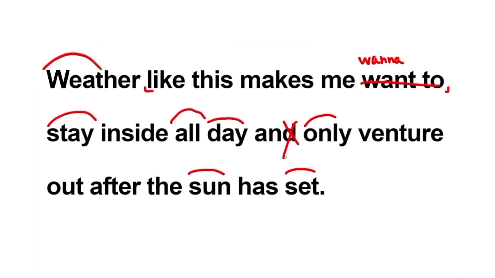And I put a little break here after out. I make that a stop T. If I didn't put a break and I was linking it in, then it would be a flap T because it would come between two vowels or diphthongs. Out after. But I said venture out after the sun has set. So I put a little break there, breaking up my longer sentence into smaller thought groups.